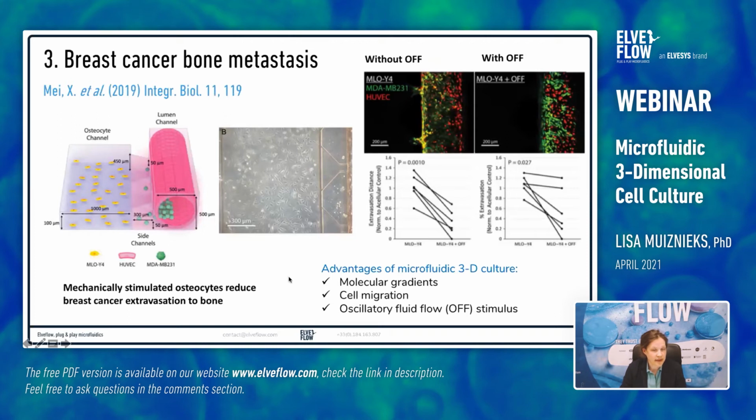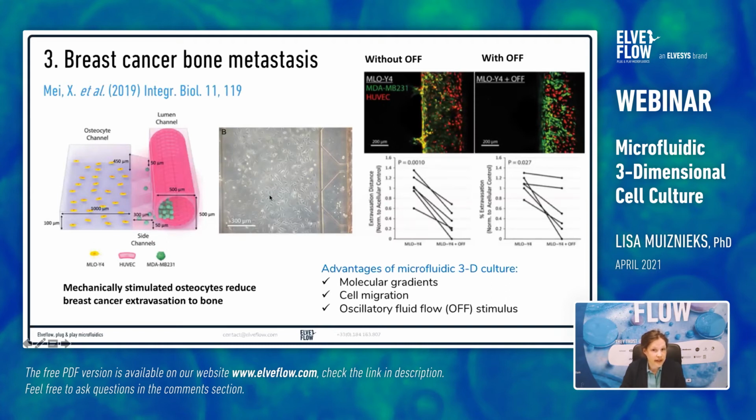The final example used a 3D microfluidic culture to study the metastasis of breast cancer to bone and the mechanoregulatory role of bone cells in this process. This is a study from the lab of Lidan Yu from the University of Toronto in Canada. The researchers developed a 3D vascular channel of collagen lined on the inside with a confluent layer of endothelial cells and an adjacent fluidic channel cultured with a layer of osteocyte-like bone cells.